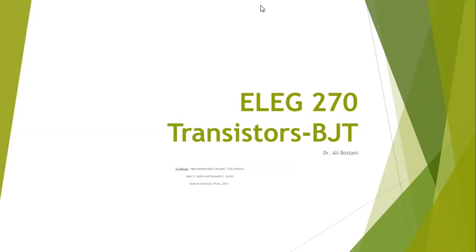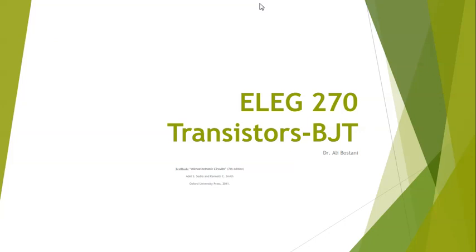So, after having a long discussion about diodes and solving problems, I'm sure that you are all very familiar with diodes now and you're ready to move on to the next very fundamental nonlinear circuit component, which is called the transistor. We have two main types of transistors. We have BJT and we have MOSFET. BJT is bipolar junction transistor and MOSFET is field effect transistor.